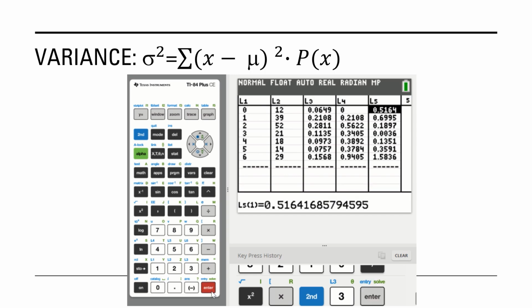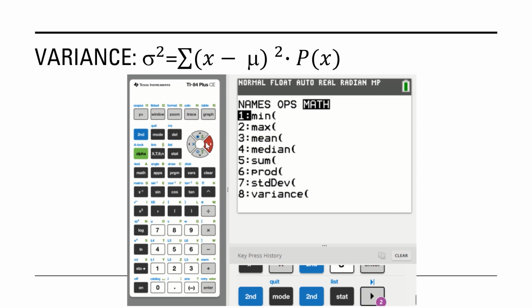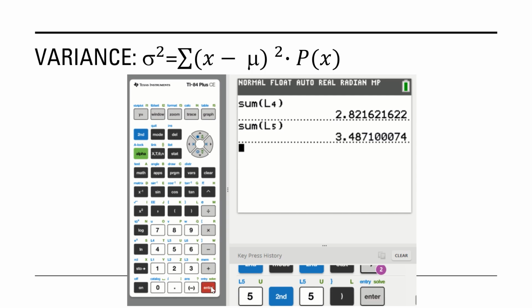So I get all of this in here in L5, then I go back to my home screen, and then I, at second stat, go over to the math menu right here, sum of L5. And there is my variance.